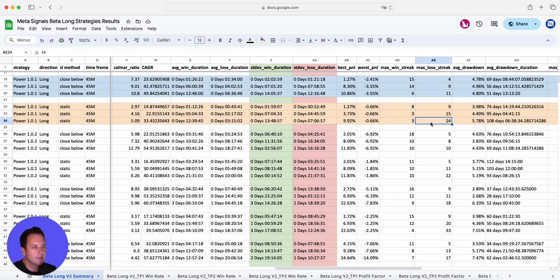This is why we say again and again in the Discord, you have to manage risk and you have to keep the big picture in mind. This strategy produced a great end balance with a minimal drawdown, and it produced 24 losers in a row. If you can't handle the 24 losers in a row, then look for strategies where the maximum losing streak was much less. Perhaps something like the close below method with the TP1, where there was only 4 losers in a row. Again, MetaSignals is all about the long-term edge.